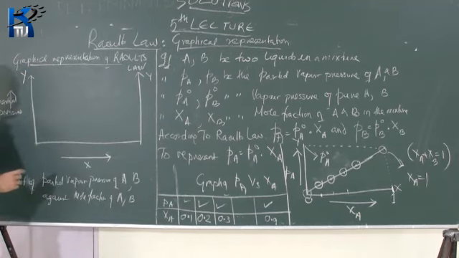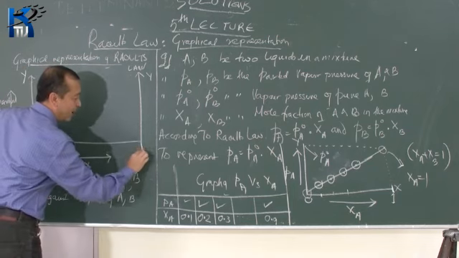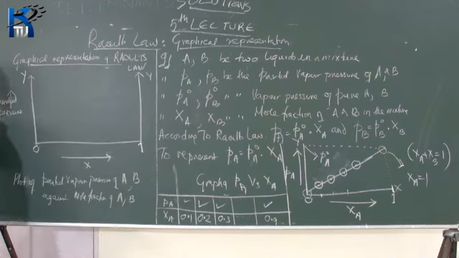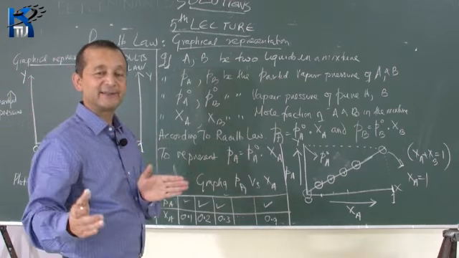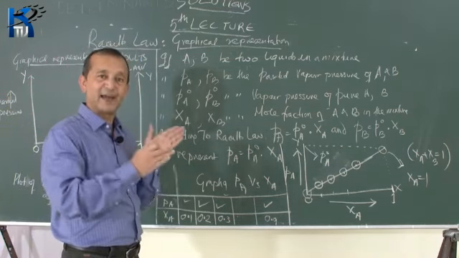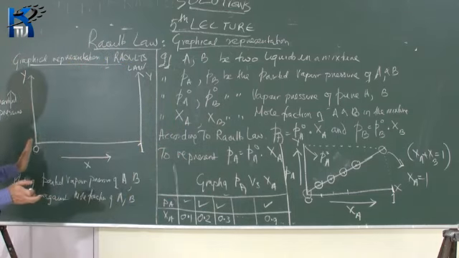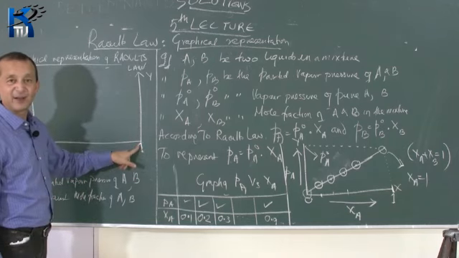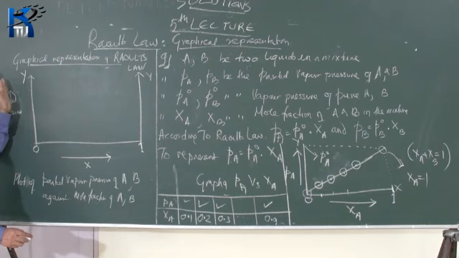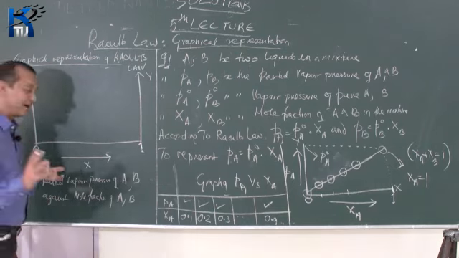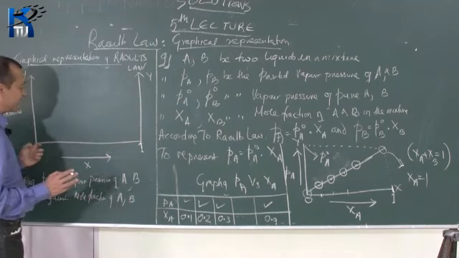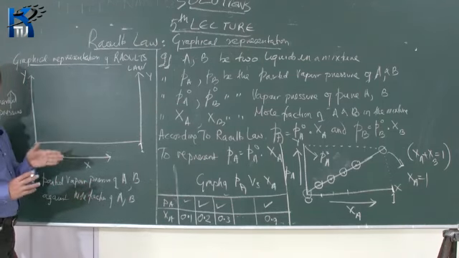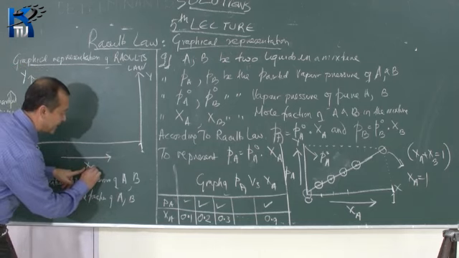There will be two y-axes because the x-axis has a limited value, from 0 to 1. This is an important thing that we have to remember. Since it is limited, we have two y-axes. The x-axis ends at 1. This is the partial pressure, measured in atmospheres or bar, and this is the mole fraction, measured from 0 to 1. Suppose this is the mole fraction of the B component only.